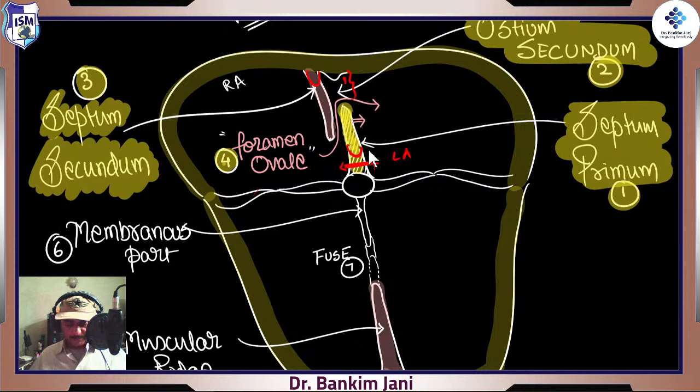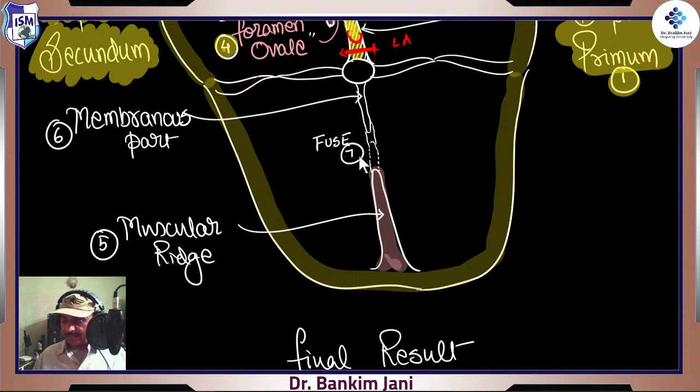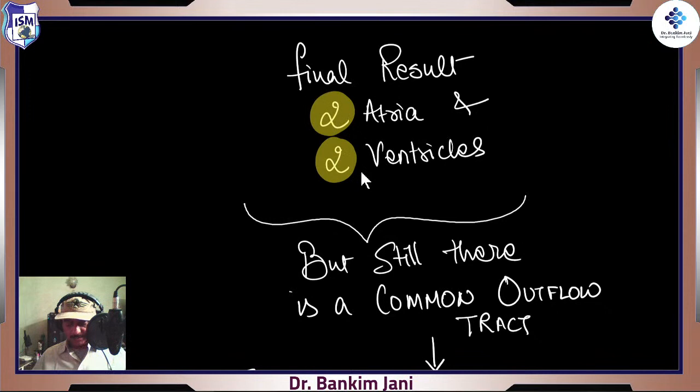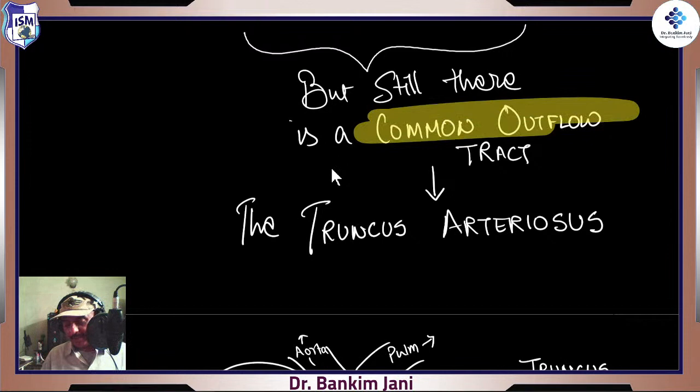Okay. We were talking about these ventricles. As they move, this is the muscular ridge, it develops, and from the top this is the membranous ridge. Finally, both of them fuse. So the final result is we have got two atria, two ventricles, but still there is one small trouble. There is a common outflow tract.